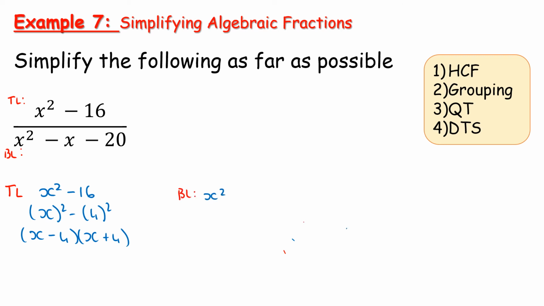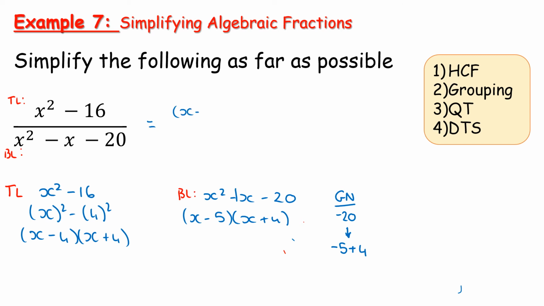I'm going to use my shortcut again. Minus 20. My guide number is minus 20. That means my signs are different. It's going to be minus 5 and a plus 4 because I want the middle one to be minus 1. So that gives me x minus 5 and an x plus 4. This gives me x minus 4, x plus 4. Here, x minus 5, x plus 4.